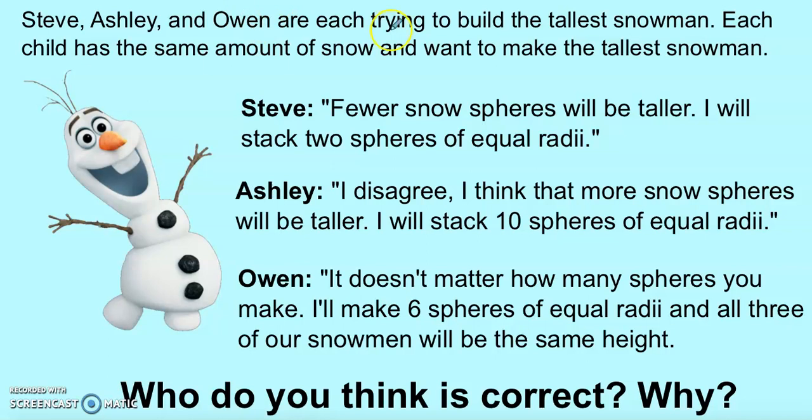Well, believe it or not, the person that's correct is Ashley. Because if you're making snowmen, you have the same amount of snow, and you go with just a couple circles of snow, you're wasting a lot of space going left and right because circles go all the way equally around. So the smaller the number of snowballs you make, the less space you're wasting going side to side. So you'll actually be able to make a much taller snowman using more spheres. So Ashley is the one who's actually correct. So if you thought it was Ashley, good job.